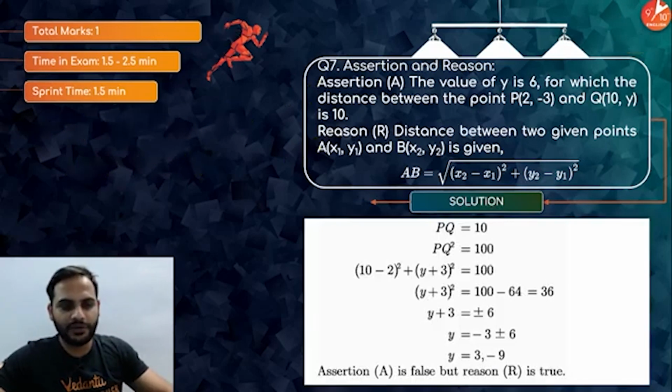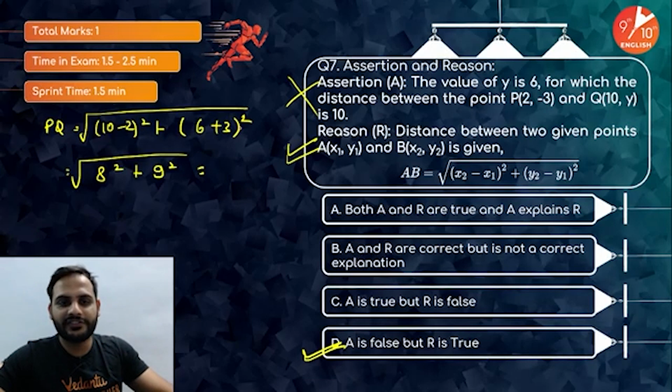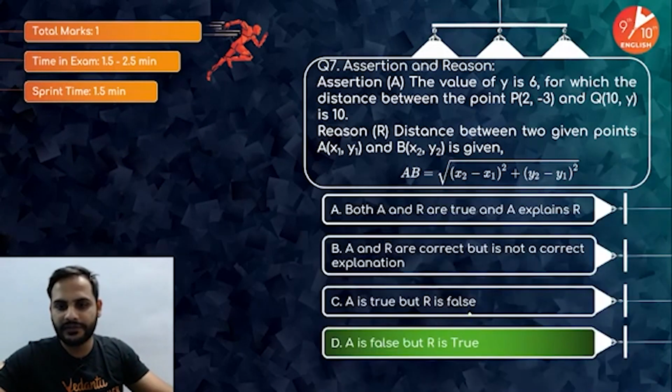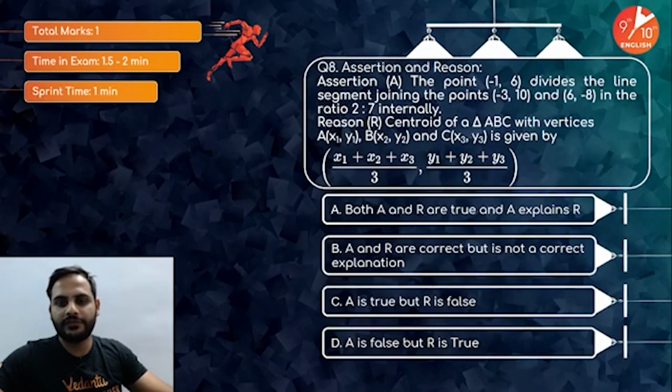Now look, I did not have to solve it, I just have to check whether it is correct or not. So I have only checked it. I didn't even solve it. I just checked whether y equal to 6 will satisfy here or not. Otherwise, I can make PQ equal to 10 and solve it for the value of y. If you do that, y will be equal to 3 or minus 9. Okay. Next one.